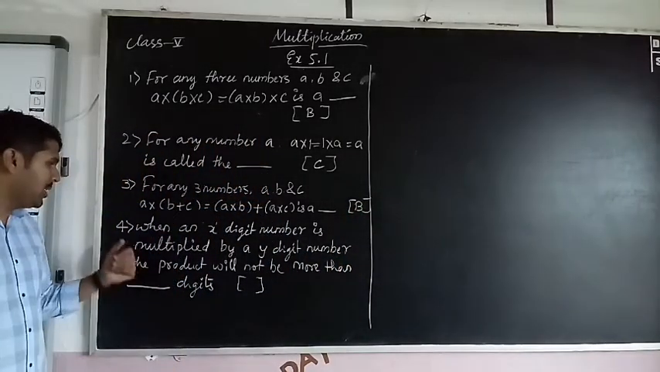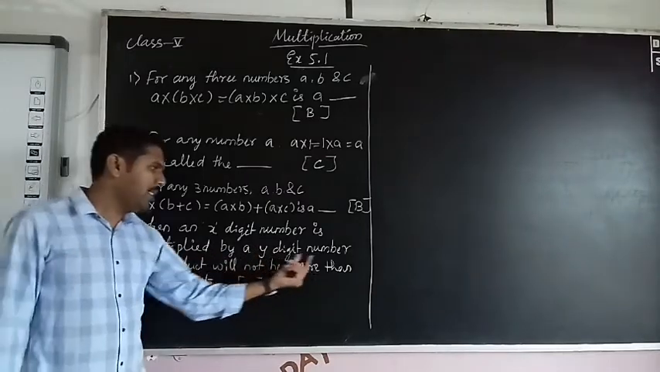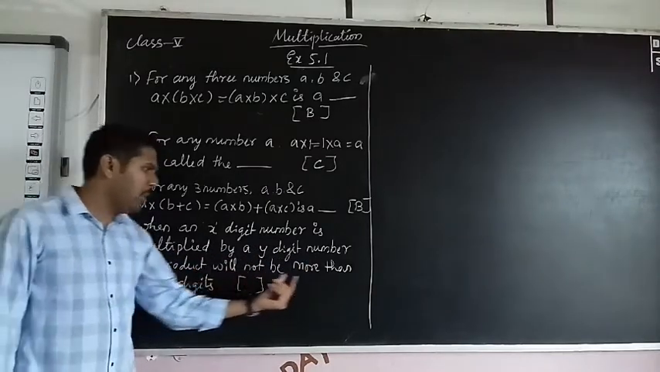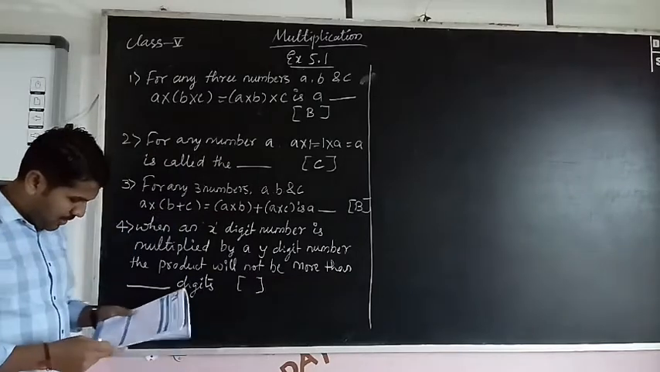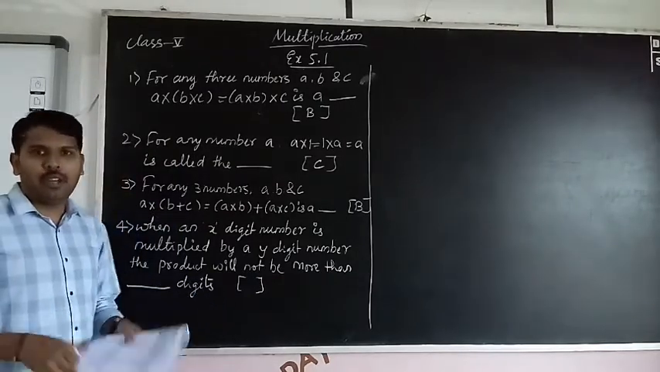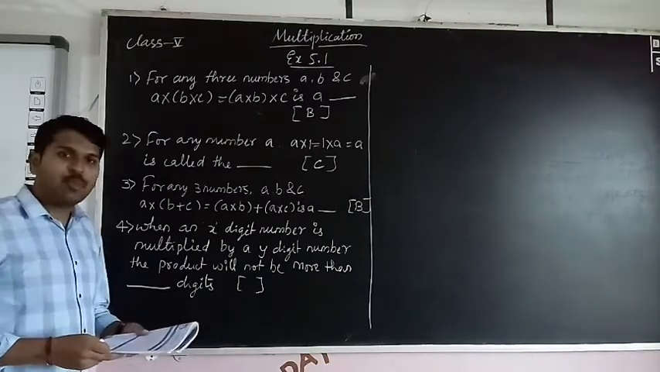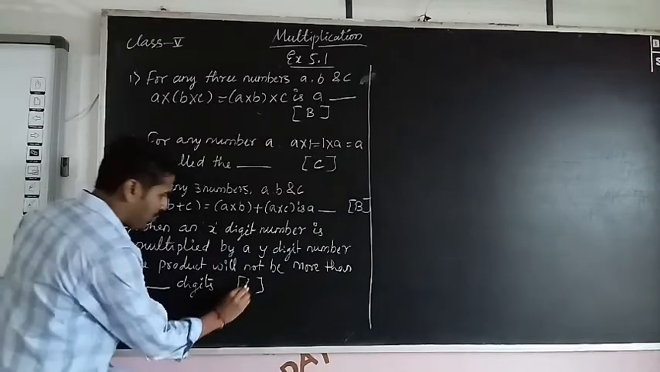Okay. Next, the fourth one: when an x digit number is multiplied by a y digit number, the product will not be more than. The options they gave are x plus y, x minus y, x into y, x divided by y. Now, only x plus y digit is what we expressed, which is not more than x plus y digit. So option A.